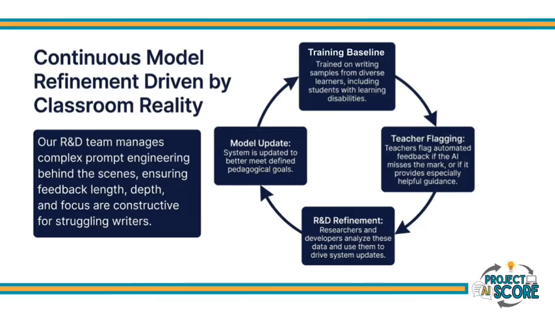AI Score was created to support struggling writers. Our system was intentionally trained on writing samples that included students with learning disabilities and other struggling learners. We carefully consider the length, depth, and focus of the feedback to ensure it is perceived positively and constructively by our student users. While the automated feedback inside the platform is not directly editable, we built a system where teachers can flag feedback that hits the mark and feedback that misses it. Our developers use these data for continuous model refinement.